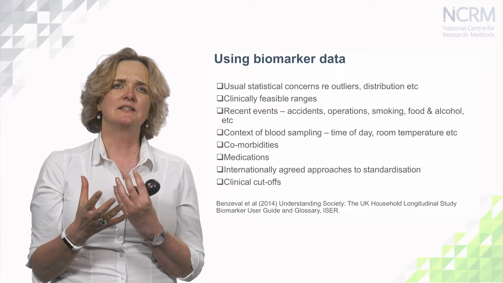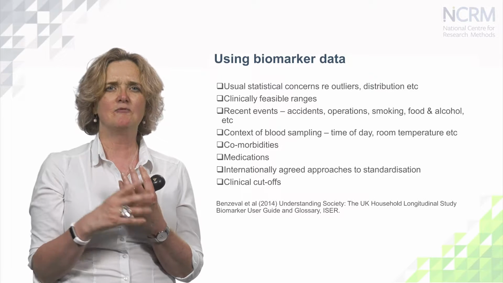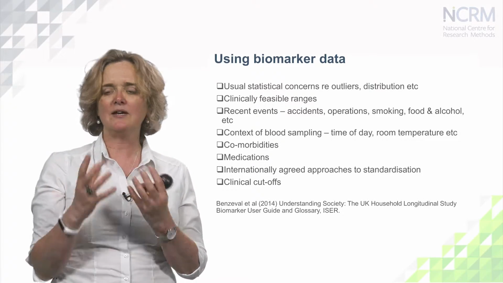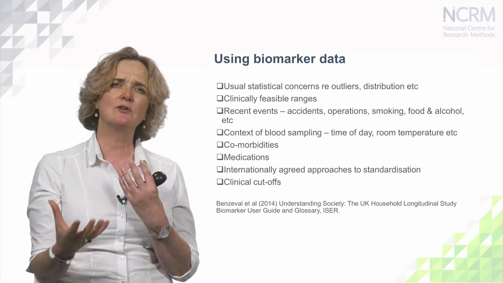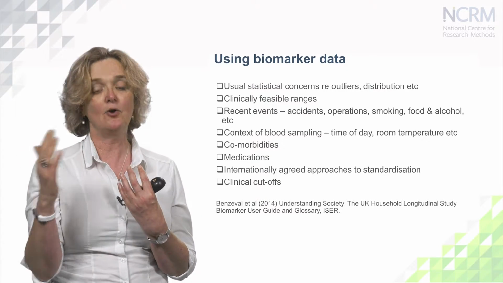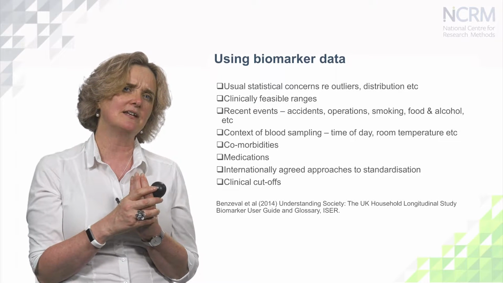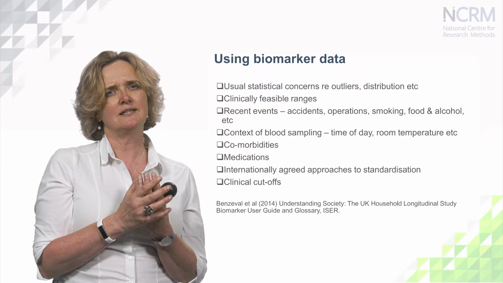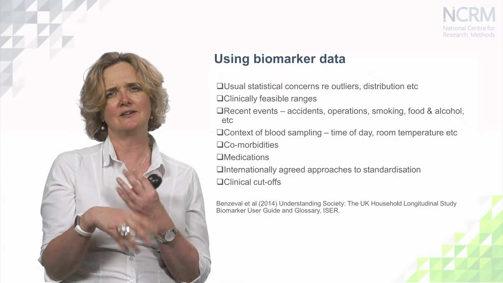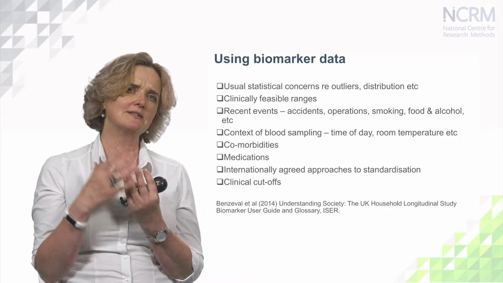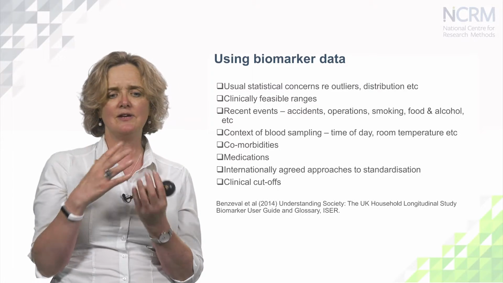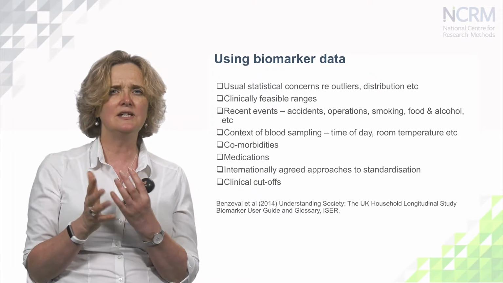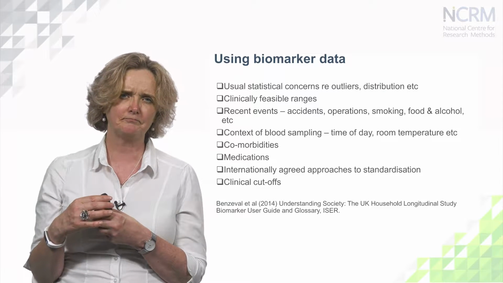So an important thing to consider is clinically feasible ranges. Sometimes we might have measures that we know would be impossible and we can use them to clean the data, but there are also clinical cut-offs, where we know that if your HbA1c level is above a certain level, then that's a sign that you have diabetes. We need to consider recent events. If you've had an accident or an operation, then your inflammatory markers are likely to be really high, even if your chronic stress levels, the things we normally look at them for, are fine. And so you need to take those things into account.